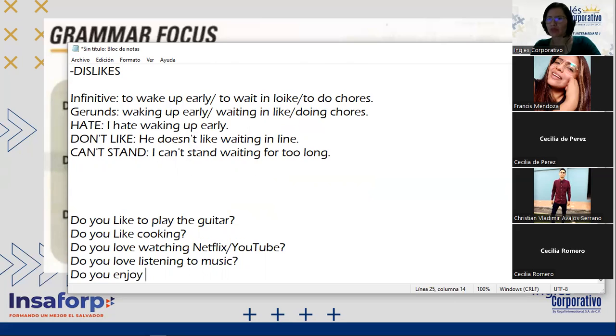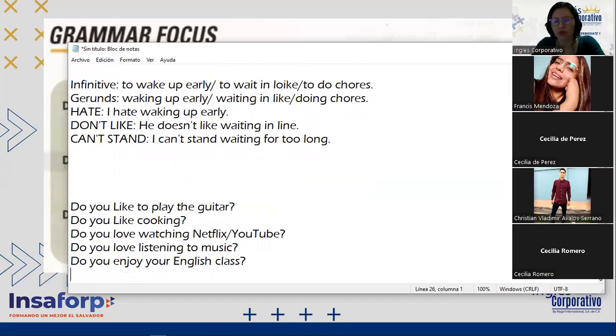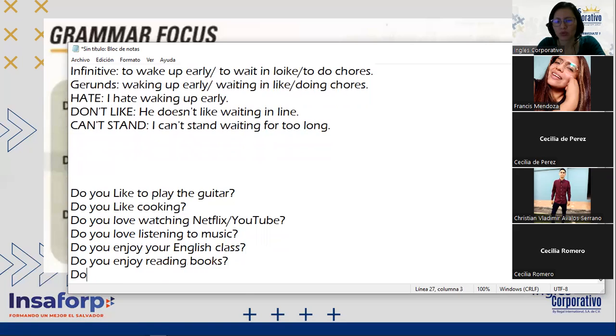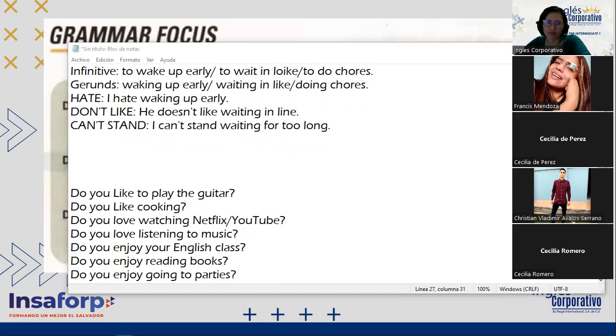Bueno, no solo actividades, pueden ser cosas, porque por ejemplo, yo puedo preguntar, do you enjoy your English class, right? Okay, do you enjoy reading, muy bien. Do you enjoy reading books? Muy bien. Or do you enjoy going to Paris, right? Etc. Okay, so those are some of the questions, right, that you can ask in the breakout rooms.